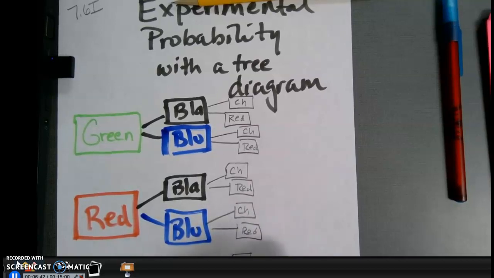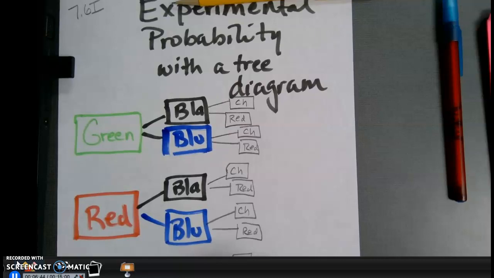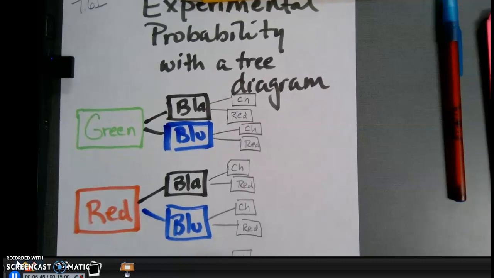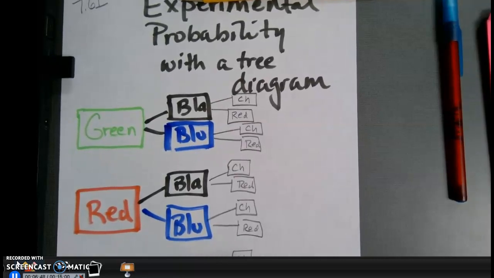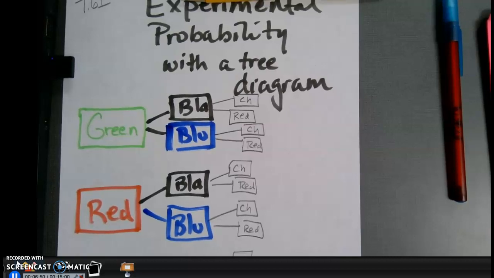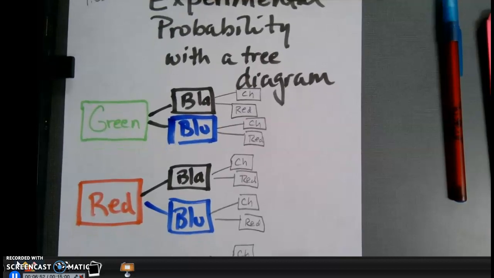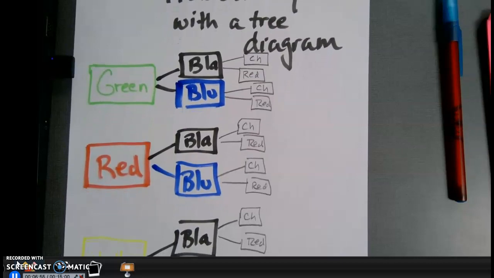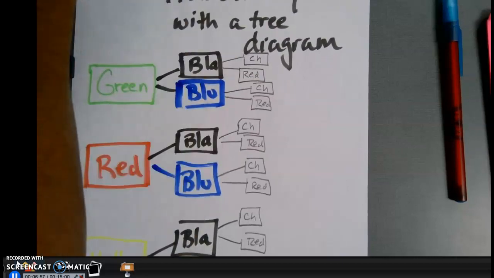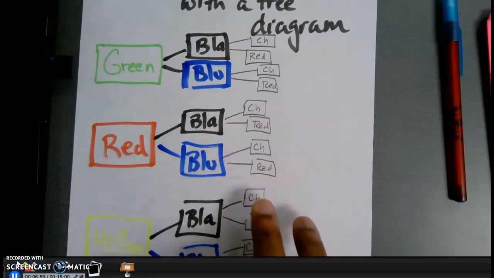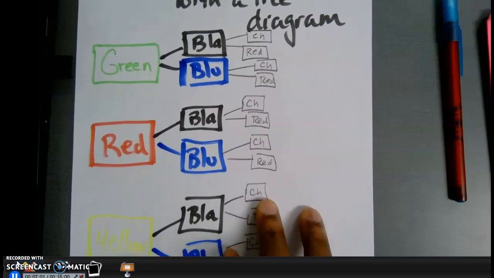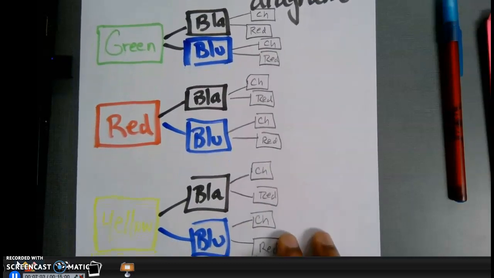Now, while I'm doing this, let's talk about a way that we could have checked our work or given ourselves a reasonable answer as to how many different options in our sample space there would have been. So I'm going to try to move this up if I can.